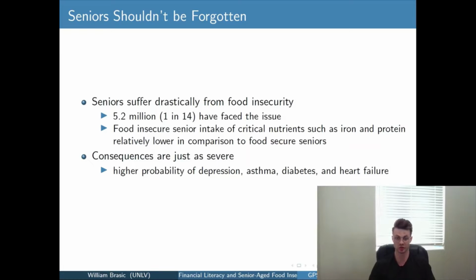I touched on the general population and children specifically, but I didn't mention seniors specifically. But seniors shouldn't be forgotten. They definitely suffer from the issue, and 5.2 million have faced it. Food insecure seniors' intake of critical nutrients such as iron and protein, vitamin C, vitamin D, and so forth, is relatively lower in comparison to food secure seniors. And the consequences I illustrated on the prior slide are just as severe.